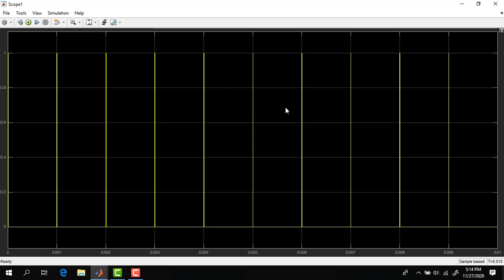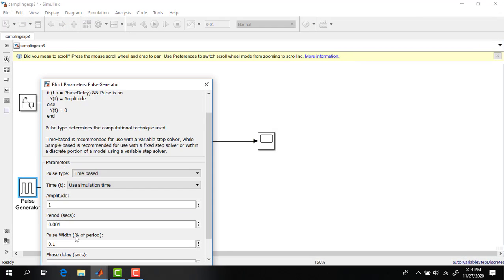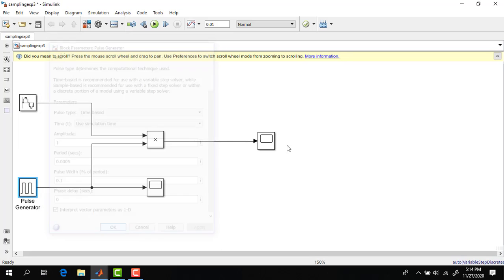Increasing the frequency will decrease the time period, so we want to decrease the time period. Let's decrease it by 2 times. So instead of 0.001, we will now use 0.0005. Let's simulate it.